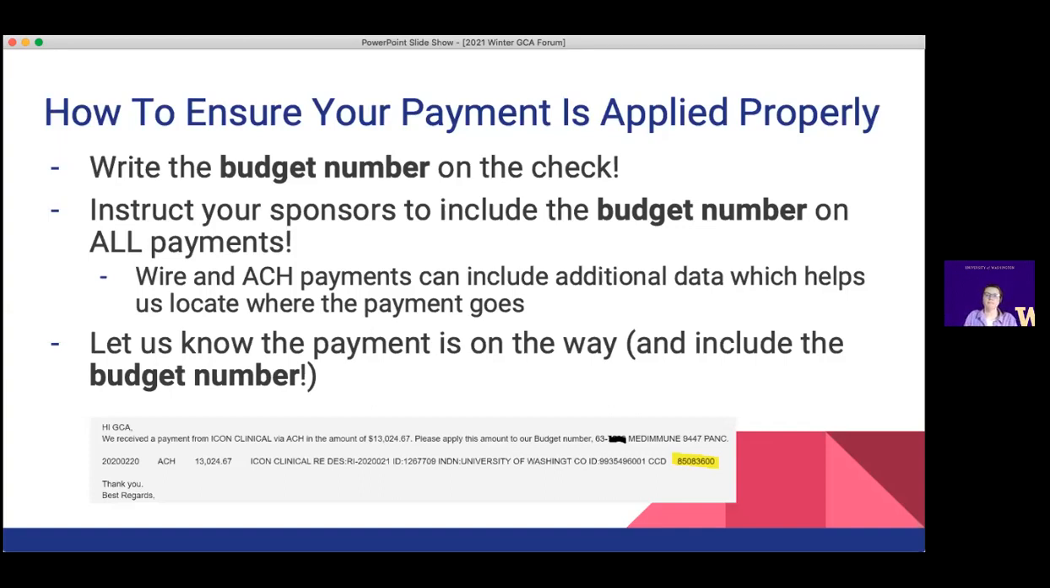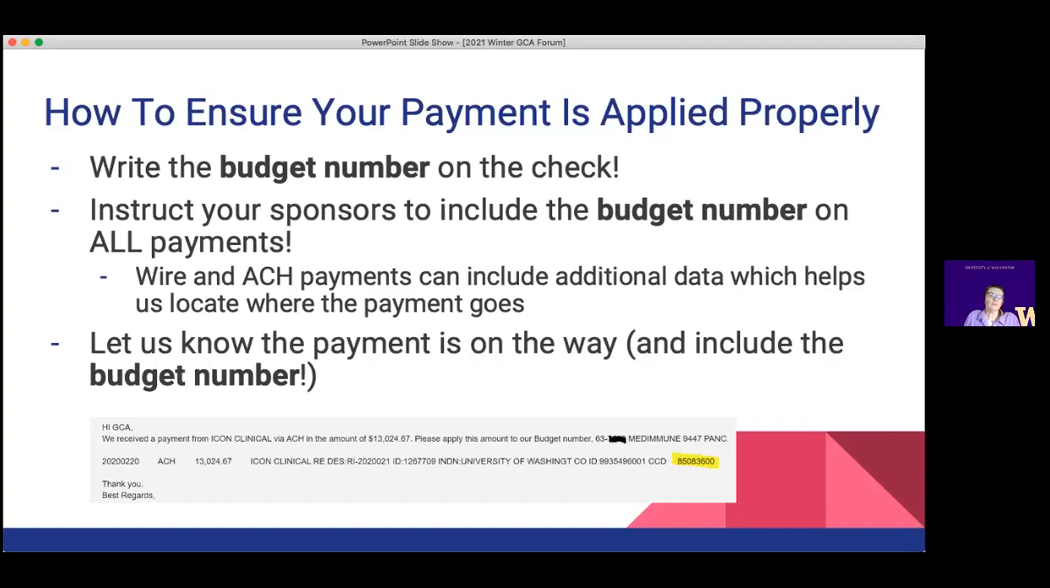And then if people are sending a wire or an ACH payment, we do pay extra to get a little extra. You can include a little message, and a lot of the sponsors will send, this payment goes towards this budget number, or they'll give us a clue as to where that goes.